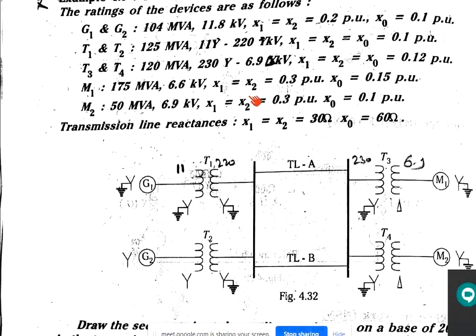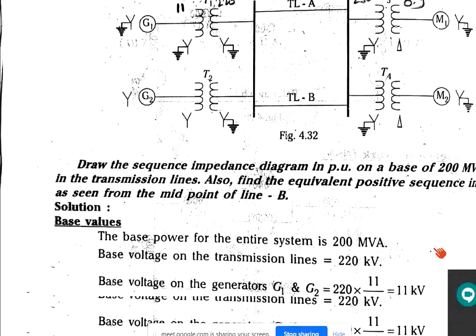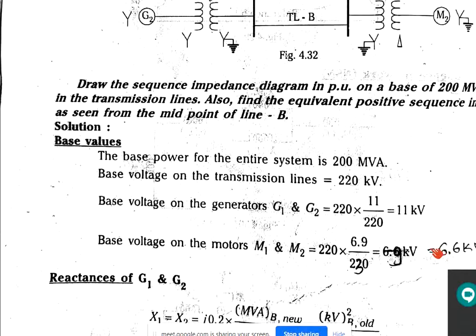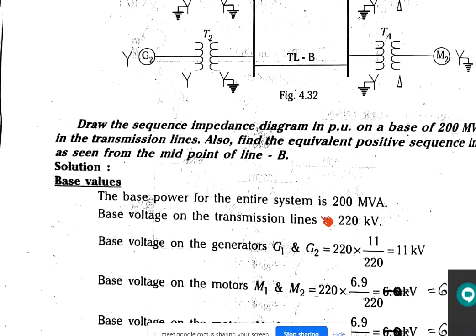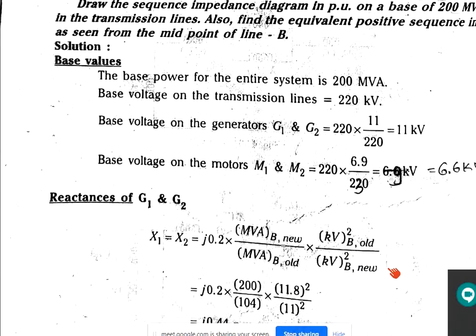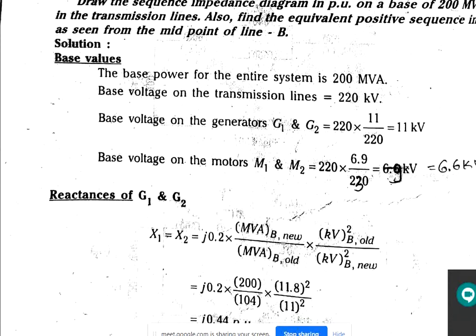The motor voltage he had been given: M1 is 6.6 and M2 is 6.9. So for M1 and M2, it may be wrong. If they are in parallel, the same voltage should be there. So take either 6.6 kV or 6.9 kV. We will take 6.6 kV.